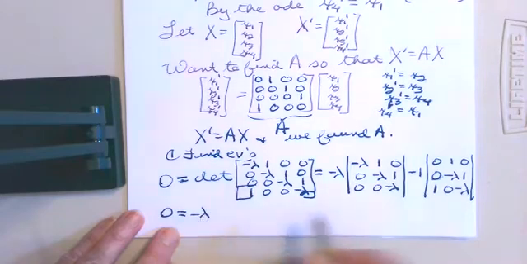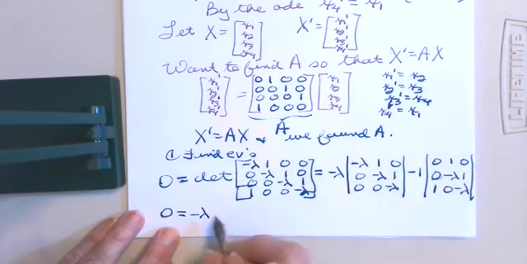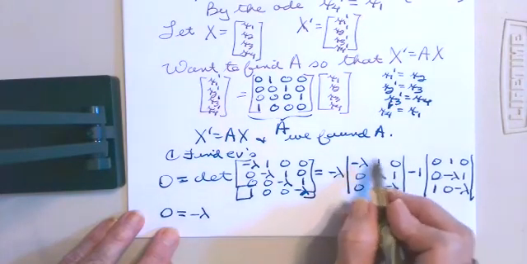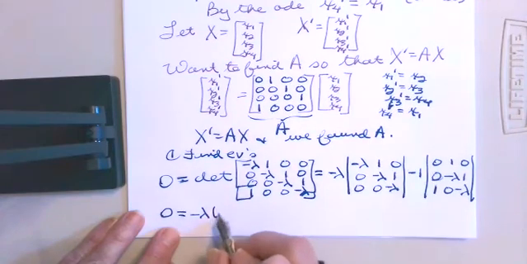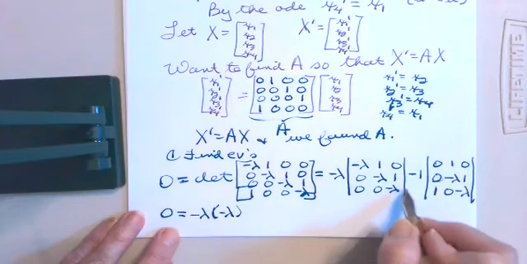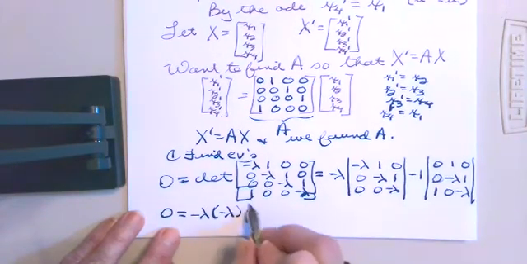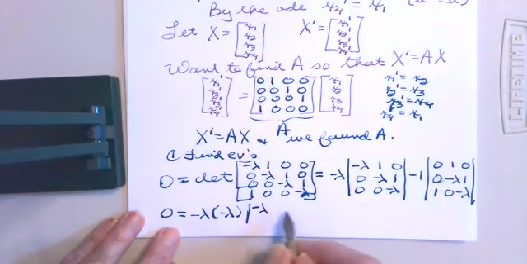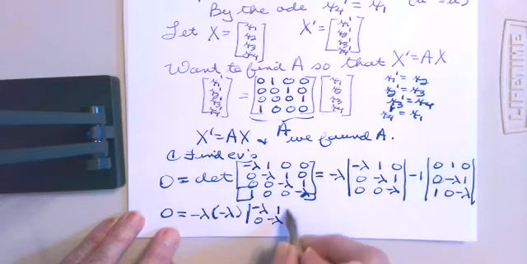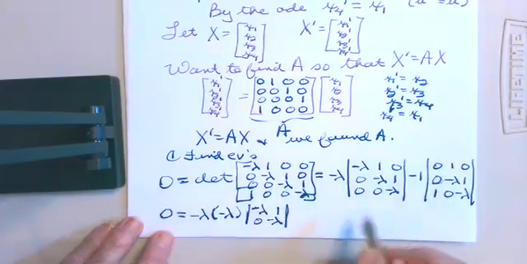So I get minus lambda, and I'm going to just use this first column because that's going to be the best for me. So then, when I go to find the determinant of this 3 by 3, I get minus lambda times the determinant of the matrix I get when I delete the row and the column containing that. So that will be minus lambda, 1, 0, minus lambda. Okay, and then 0 and 0. So that's it.